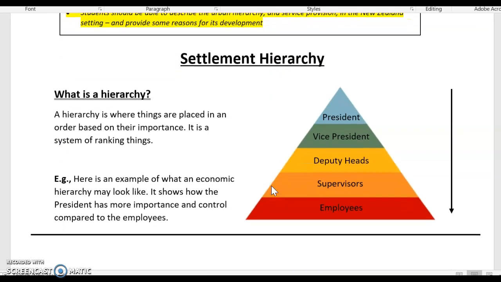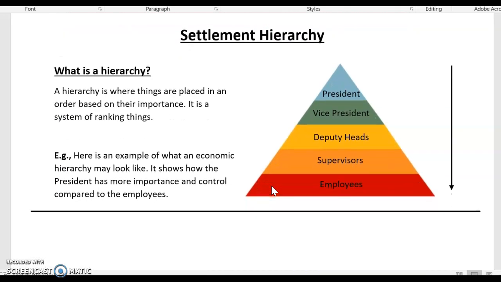So, settlement hierarchy. Now, this is a great example of what hierarchy is. Okay, so what I'm looking at here is this diagram. A hierarchy is very much a ranking, where people are placed in order of importance. Here you can see it's one of an economic relation or even political, and at the top you have the president, the big person making the decisions. Then you have the vice president, deputy heads, supervisors, employees down the bottom.